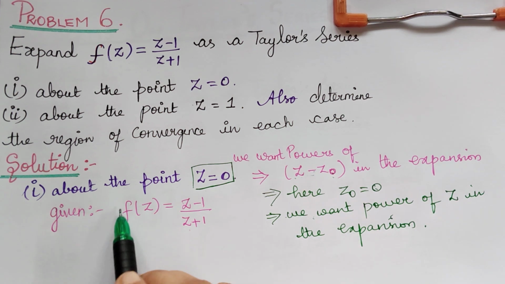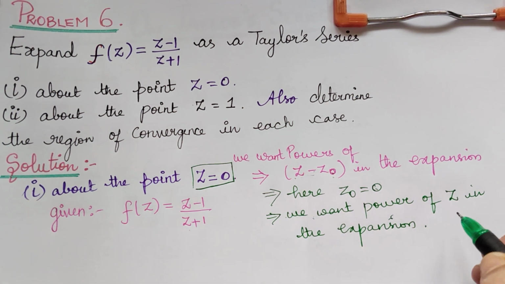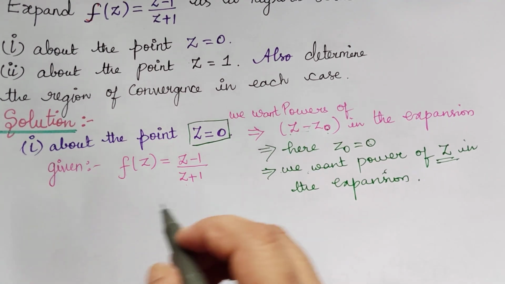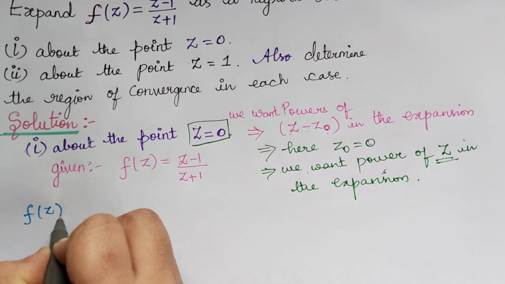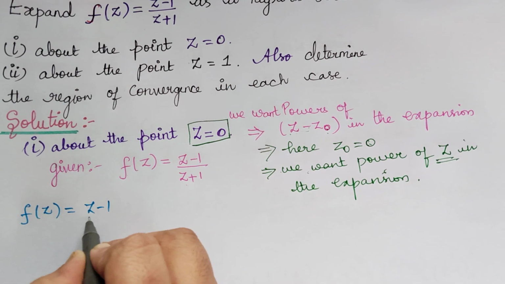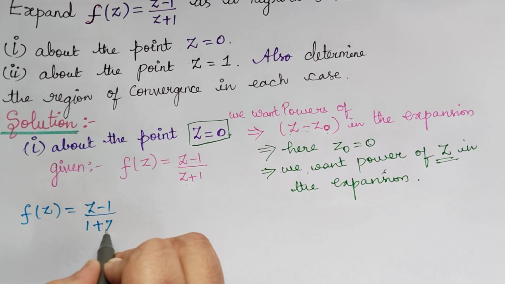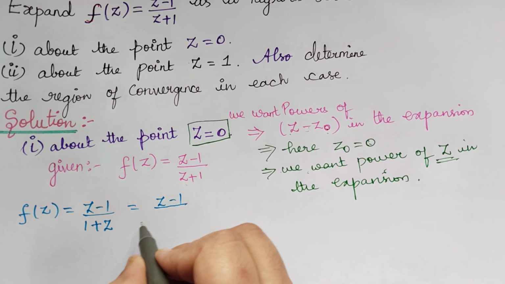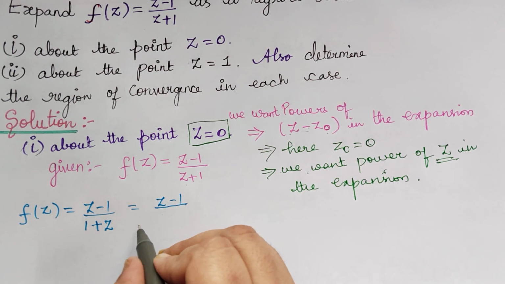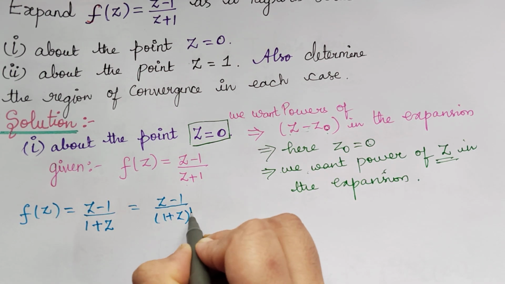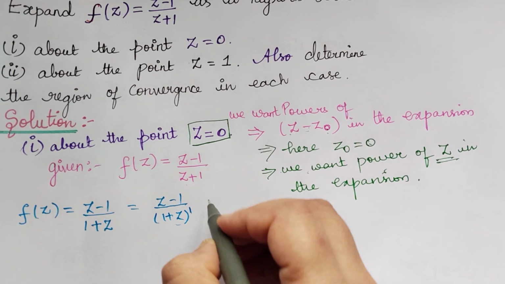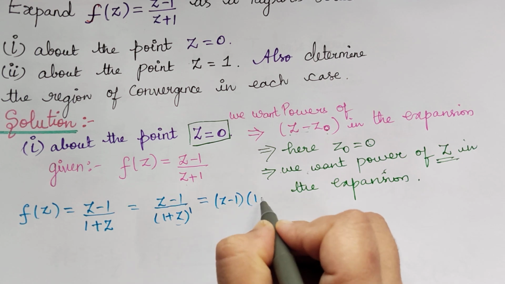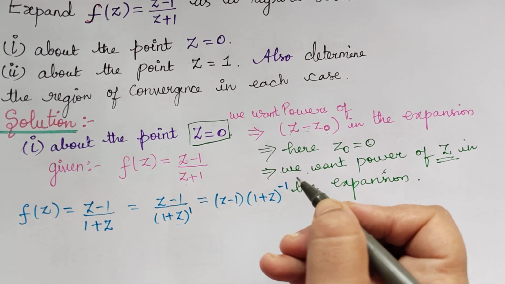So now we shall rewrite this given function so that we obtain the powers of z in the expansion. Now the given function can be rewritten as f of z is equal to z minus 1 divided by 1 plus z, which will be equal to z minus 1 divided by 1 plus z, which is to the power 1. Now when we raise it to the numerator, the power becomes negative. So it becomes z minus 1 multiplied with 1 plus z the whole power minus 1.